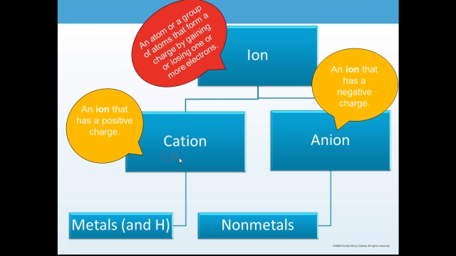Cations will lose electrons to form that positive charge. Anions will gain electrons because remember, electrons are negatively charged. So if I gain electrons, I'm going to have a more negative charge.